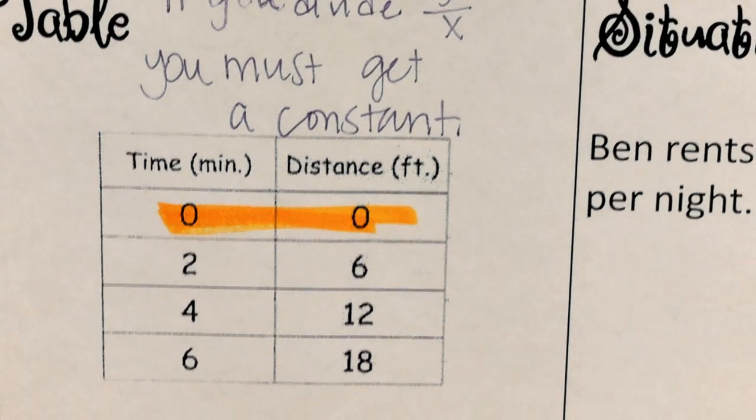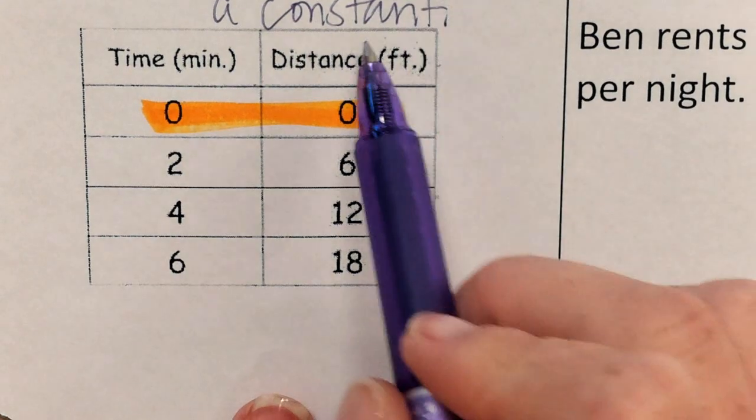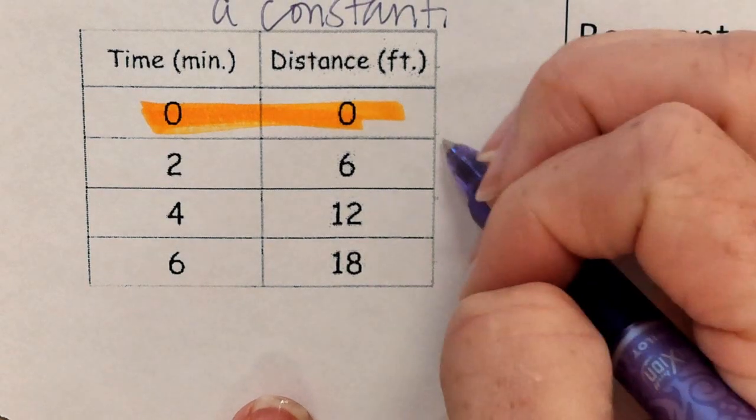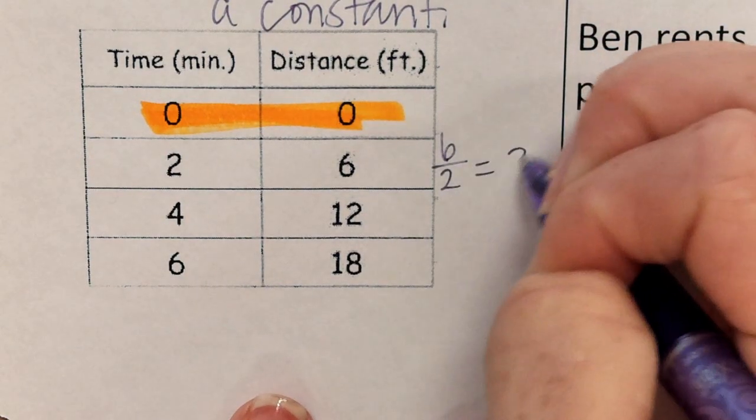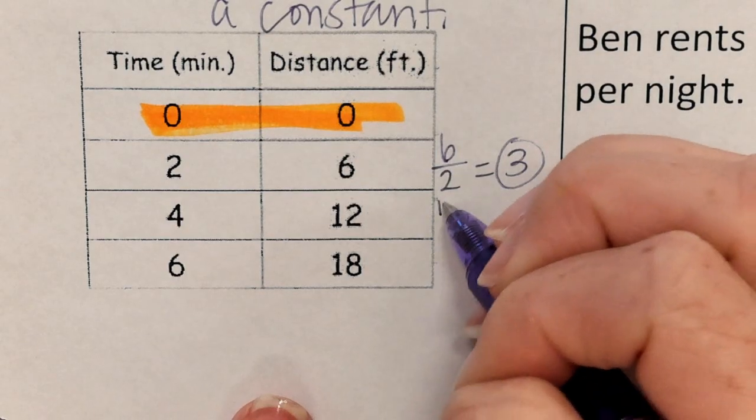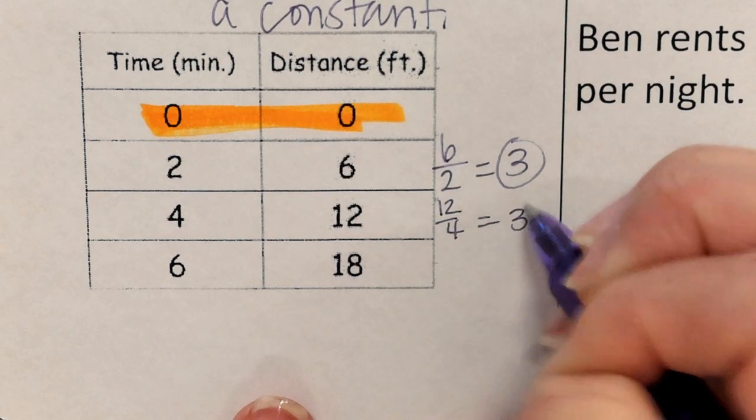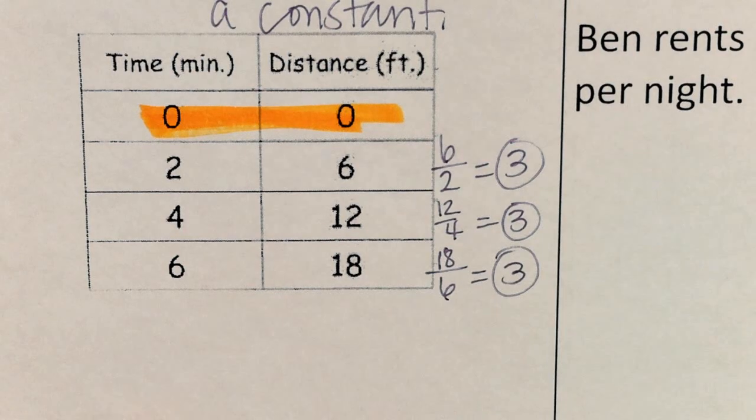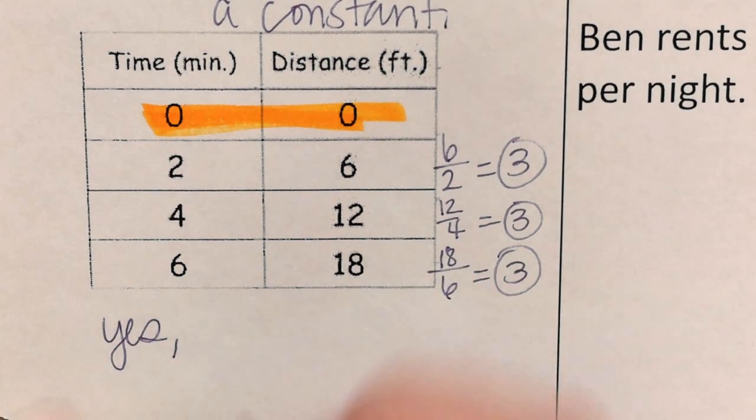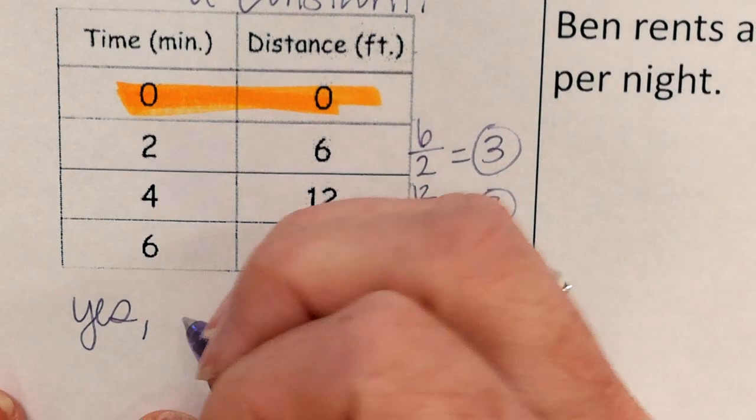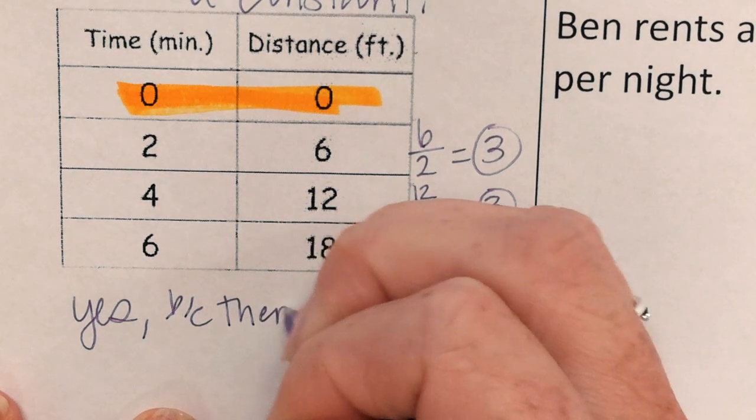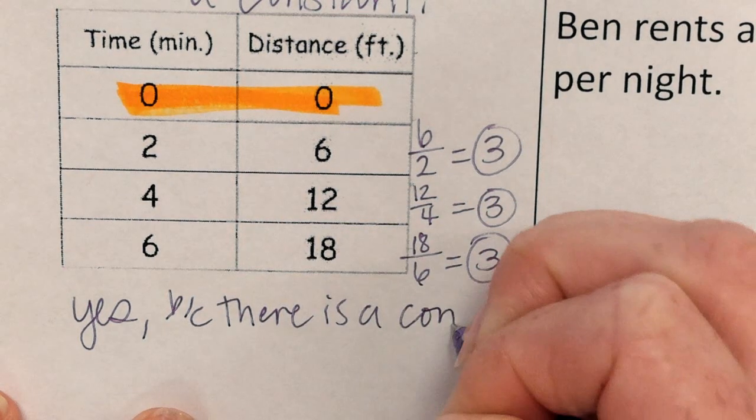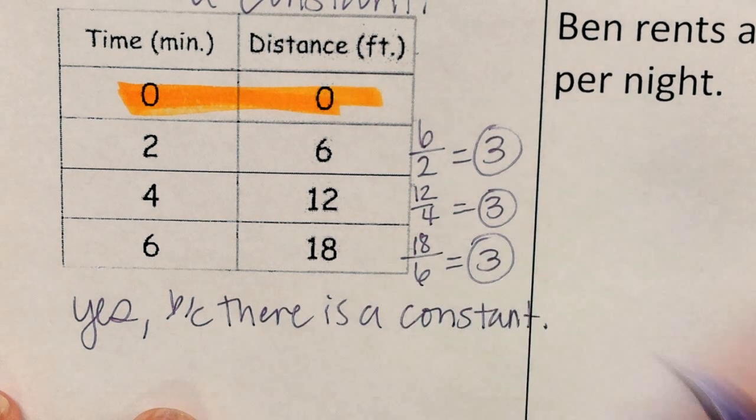So let's look at this table and see if it's proportional. These are the y's. What is 6 divided by 2? 3. What is 12 divided by 4? What is 18 divided by 6? So is this table proportional? Yes. Why? Because there is a constant when you divide.